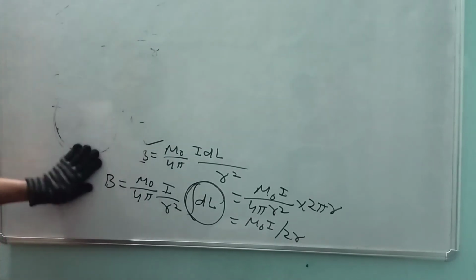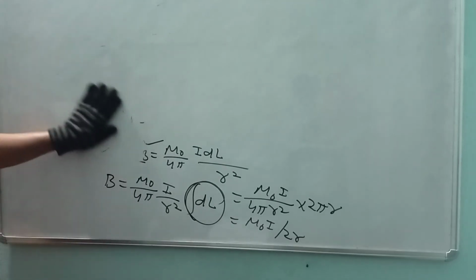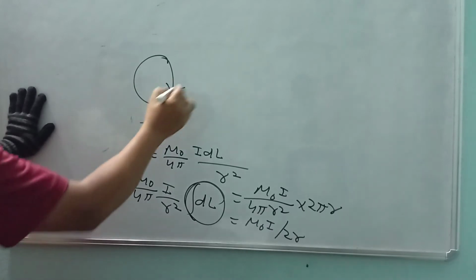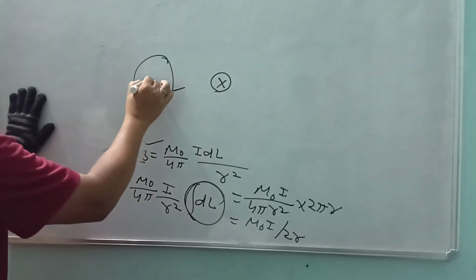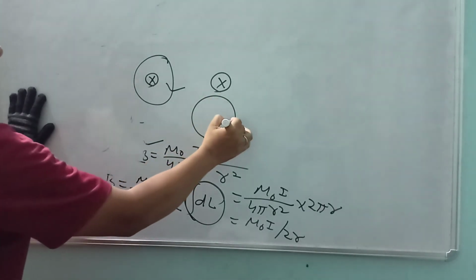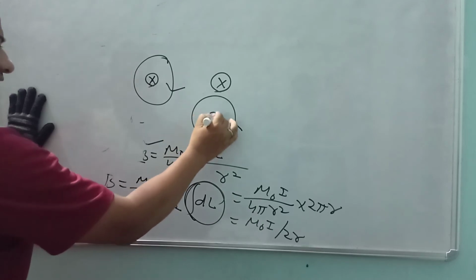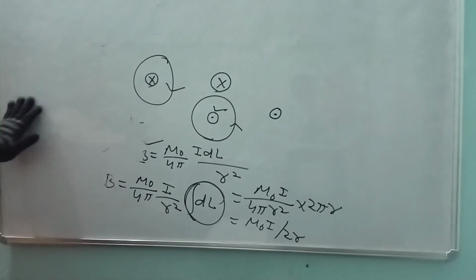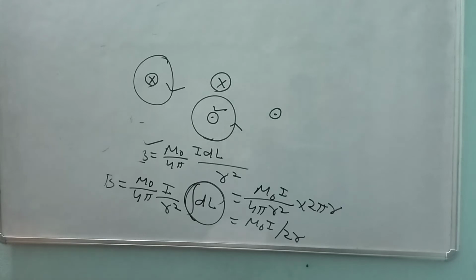What is the direction? Direction of the magnetic field is very easy. How to remember? If current is clockwise, magnetic field is inward. At this point, this is inward magnetic field. If current is anti-clockwise, magnetic field is outward. For outward, this is the dot symbol. So very easy to remember. In a circular conductor, if current is clockwise, this is inward magnetic field. If current is anti-clockwise, this is outward magnetic field.